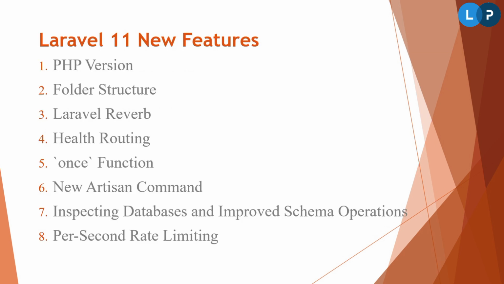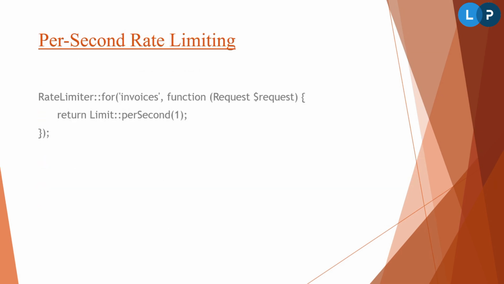The next thing is per second rate limiting, which is one of the important things. Previously we could limit up to a minute, but now we can limit per second also. Laravel now supports per second rate limiting for all rate limiters, including those for HTTP requests or queue jobs. So these are the new things Laravel introduces.